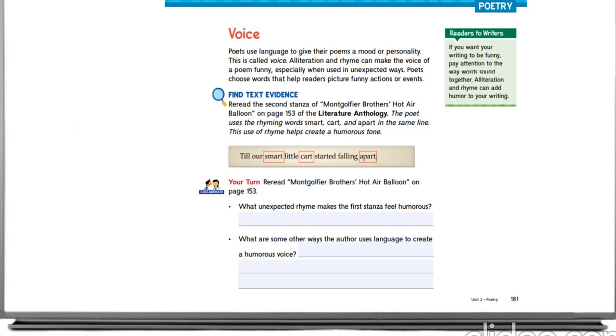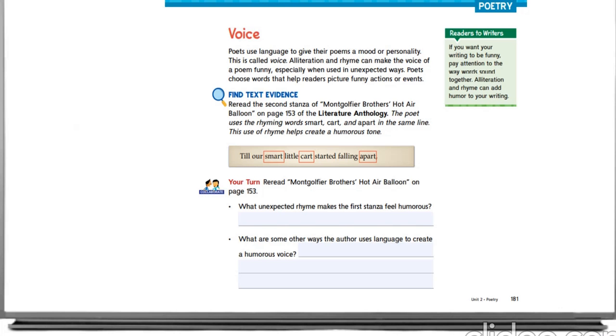Your turn. Reread Montgolfier Brothers Hot Air Balloon on page 153. What unexpected rhyme makes the first stanza feel humorous? What are some other ways the author uses language to create a humorous voice?